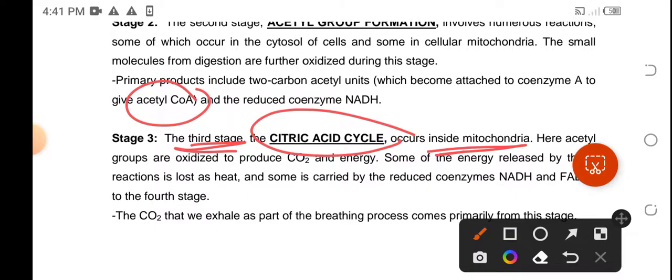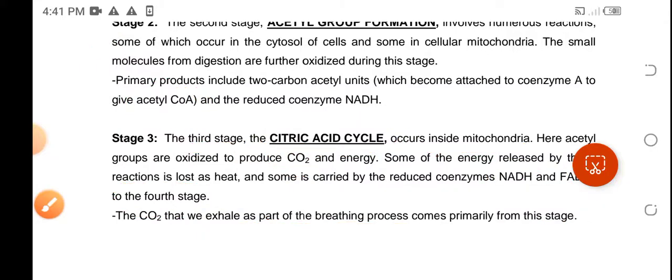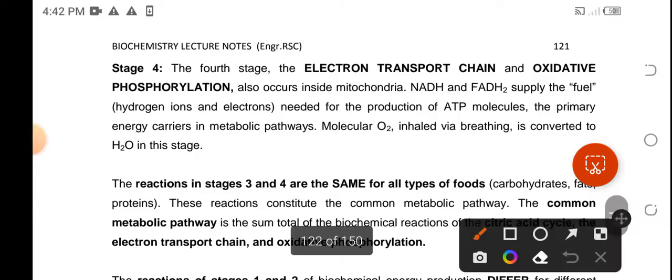So, the acetyl-CoA that was produced during stage 2 will be oxidized to produce the carbon dioxide, which is eventually part of what we exhale during the breathing processes. And aside from that carbon dioxide that was produced, nag-produce din tayo ng coenzyme NADH and FADH, which are very important intermediates kasi sila naman ang papasok dun sa fourth stage or the last stage of our metabolic processes.